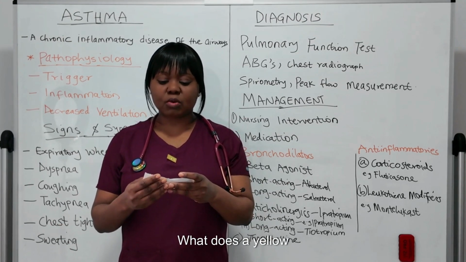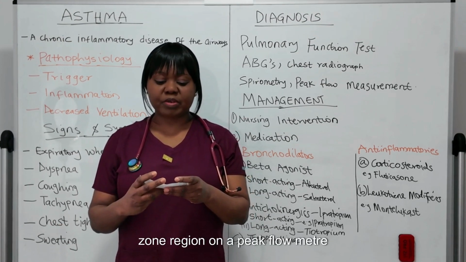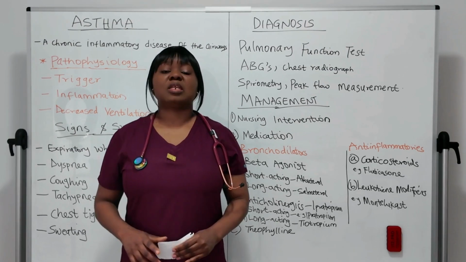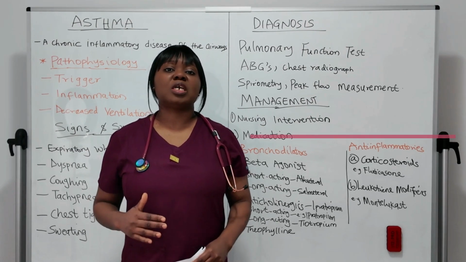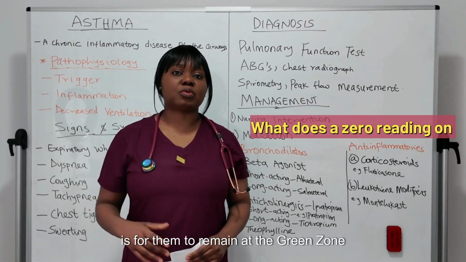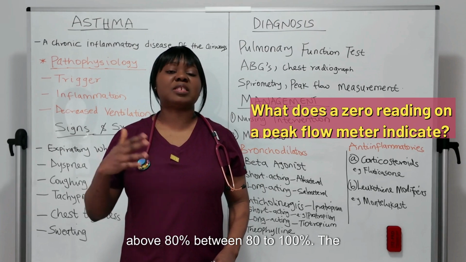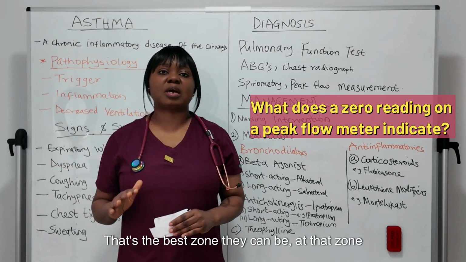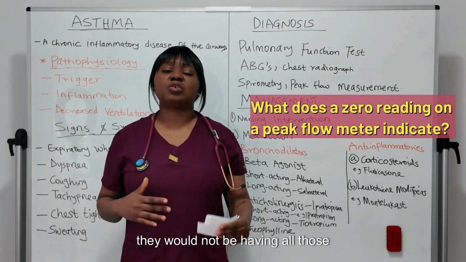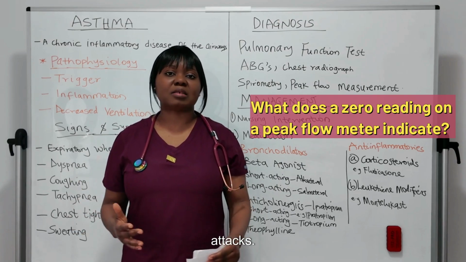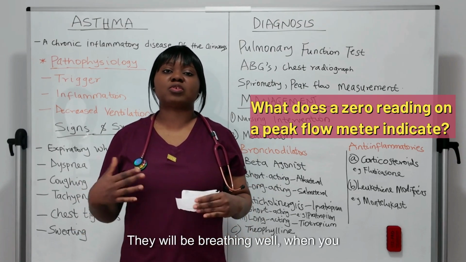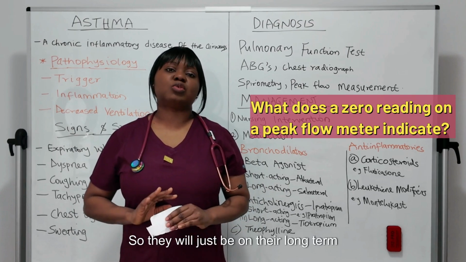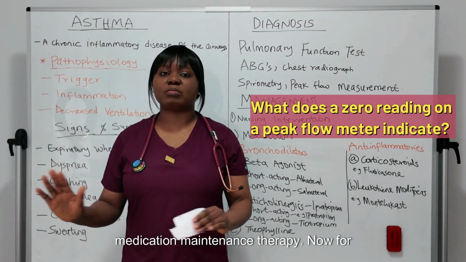What does a yellow zone reading on a peak flow meter indicate? For the peak flow meter, the goal is for them to remain in the green zone. That is between 80 and 100%. That's the best zone they can be in. In that zone, they will not be having any attacks. They will be breathing well. When you auscultate their lungs, there will be no wheezing. So they will just be on their long-term maintenance therapy.